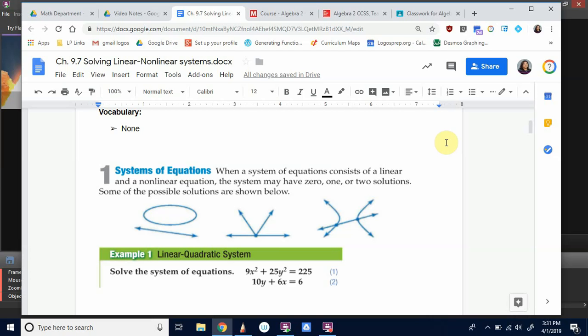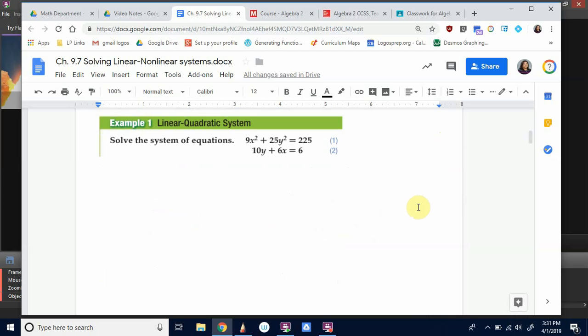So let's look at example 1. It says solve this system. So just like linear equations, we can use substitution, elimination, or graphing. So here we cannot use elimination because I have x squared, an x, and a y, and y squared.